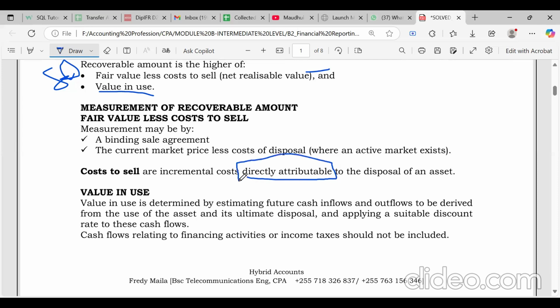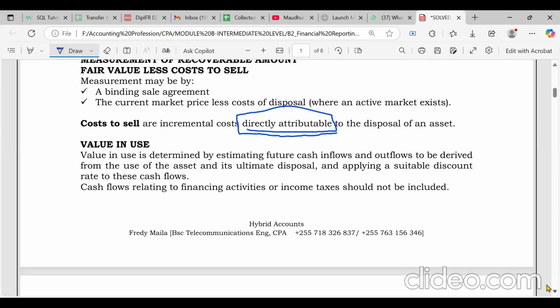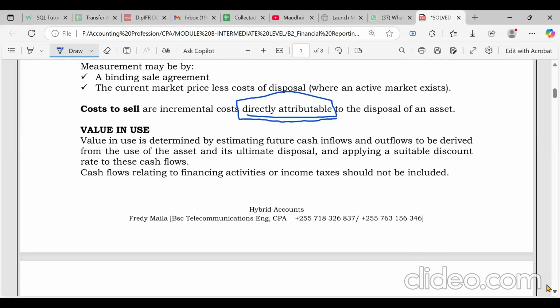It means that they are the costs which you only incur because of the need to sell the asset. So do not count those costs which maybe you would have incurred nevertheless, even if you did not sell that asset. Okay, so I think on fair value less cost to sell, just normal words.